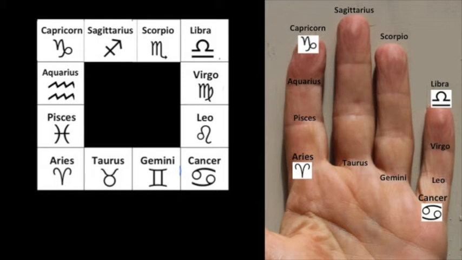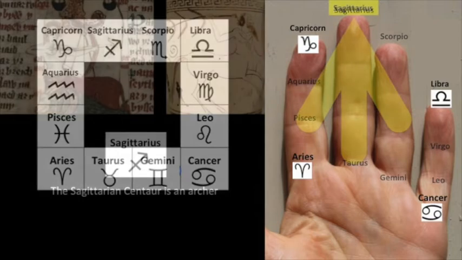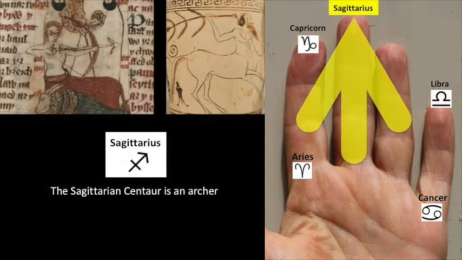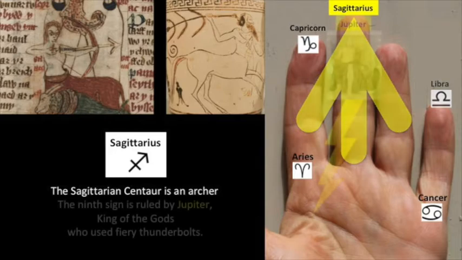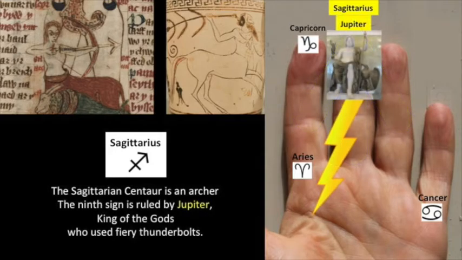If you're still not familiar with the signs and their order, here are a couple of useful hints. You can easily remember the position of Sagittarius, the archer, by imagining your hand as an arrow. As this is the longest finger, you can remember that this is the sign that is ruled by Jupiter, the king of the gods of Rome, who used to hurl fiery thunderbolts.